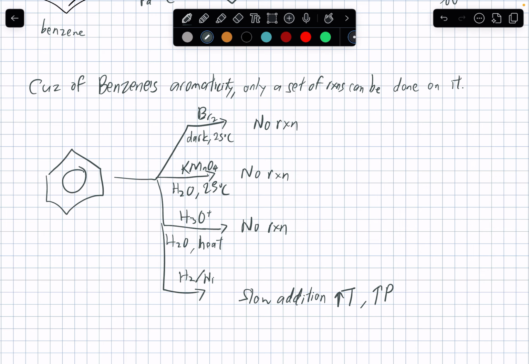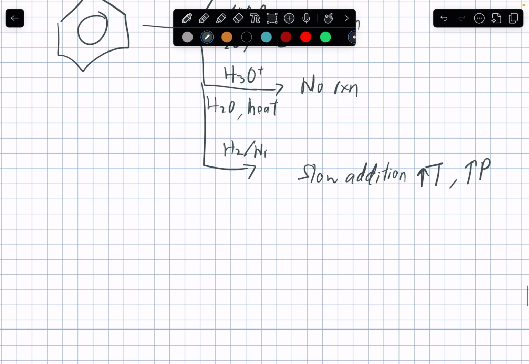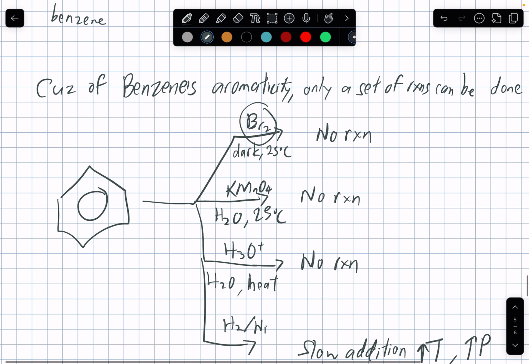So the unusual behavior of benzene is not limited to hydrogenation. Instead, in the presence of a Lewis acid, the reaction is actually made possible. So earlier we tried to add Br2, no? We tried to perform bromination. But without a catalyst, such as a Lewis acid, you can't really perform the reaction.